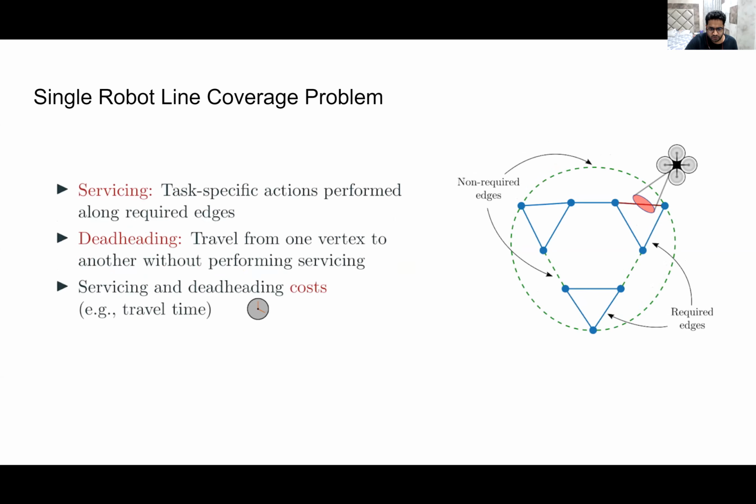We have two modes of travel. A robot is servicing an edge when task-specific actions, such as taking images, are performed along the edge. Else we say the robot is deadheading. Cost of servicing is considered higher than deadheading because of task-specific actions.